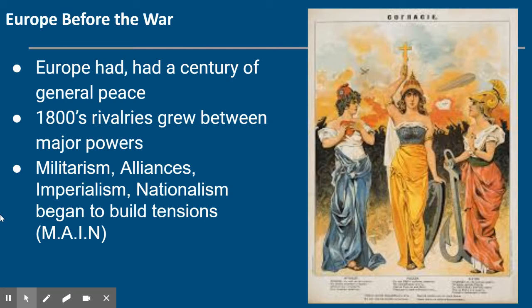And that gives rise to our main, M-A-I-N, reasons for World War I. One is militarism, alliances, imperialism, and nationalism. So that's the M, the A, the I, and the N. And for imperialism, you can also put industrialization, which I'll add in. I'll go edit these notes.